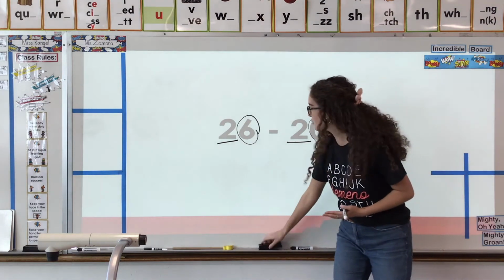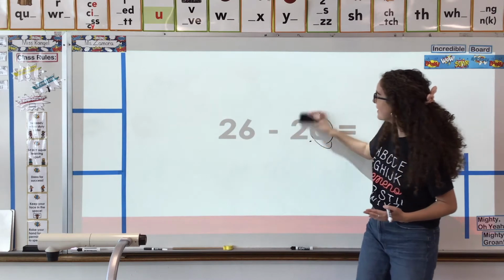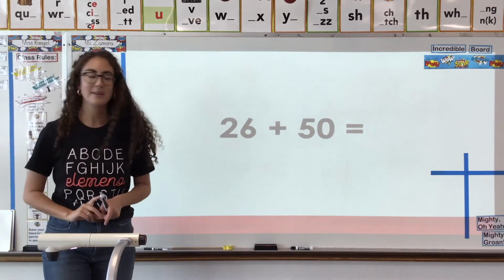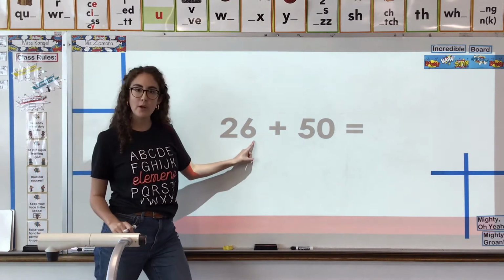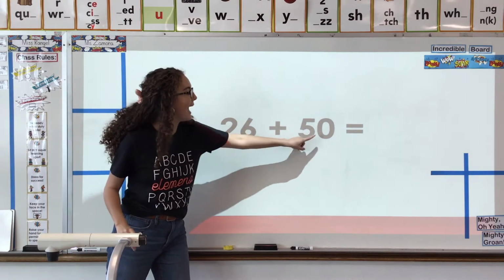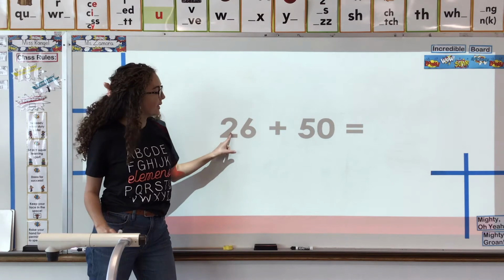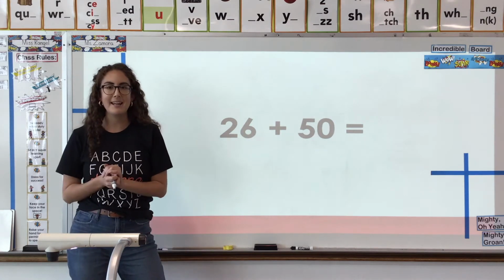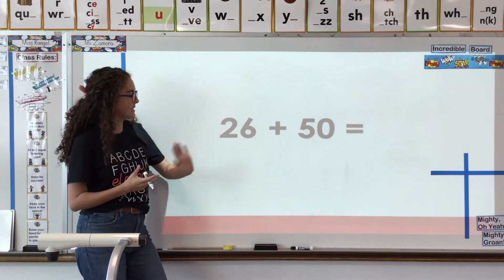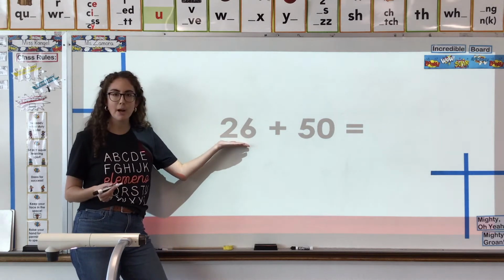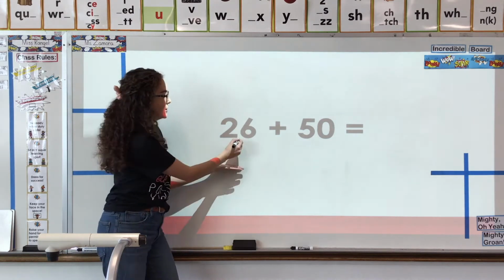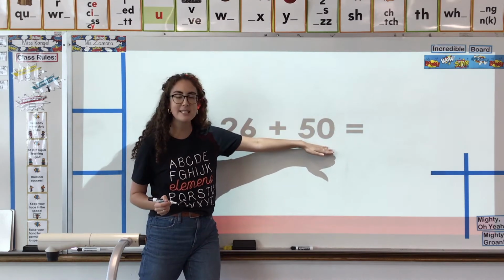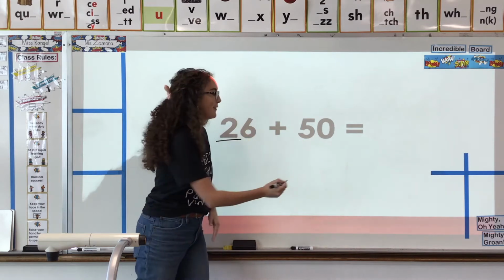Okay, super scholars, let's try this last one. See if you can solve it on your own. We have 26 still, but we're going to add 50. 26 plus 50. What would that get us? Let's see. What's the tens number? 2. And what number's in the tens place here? The 5.